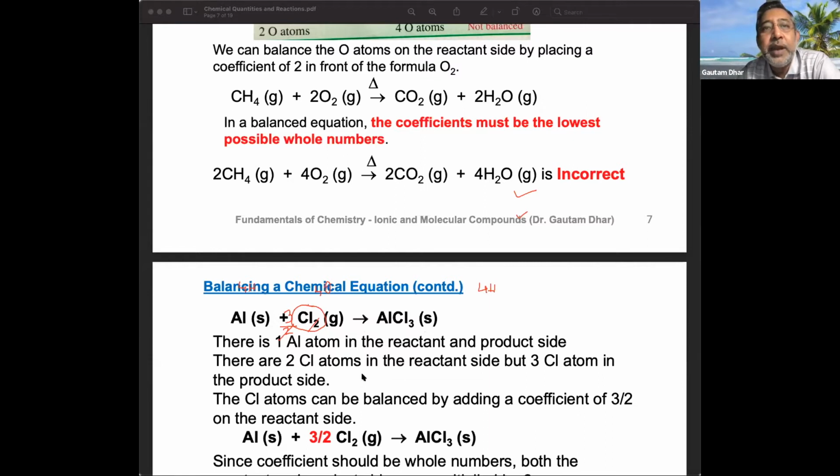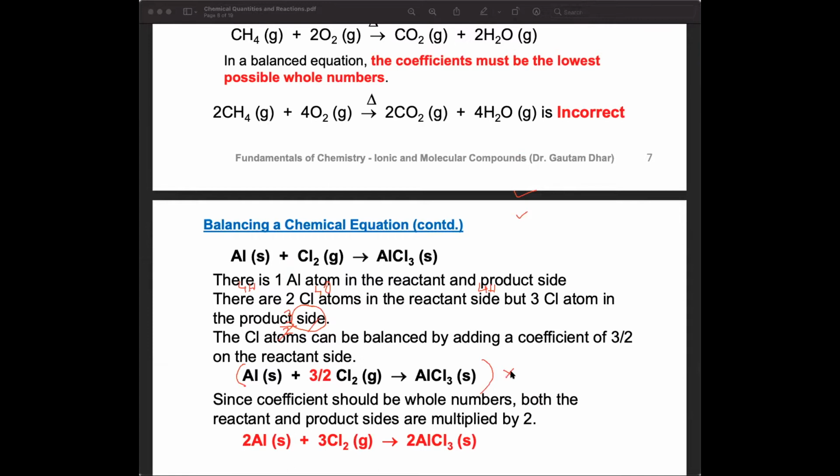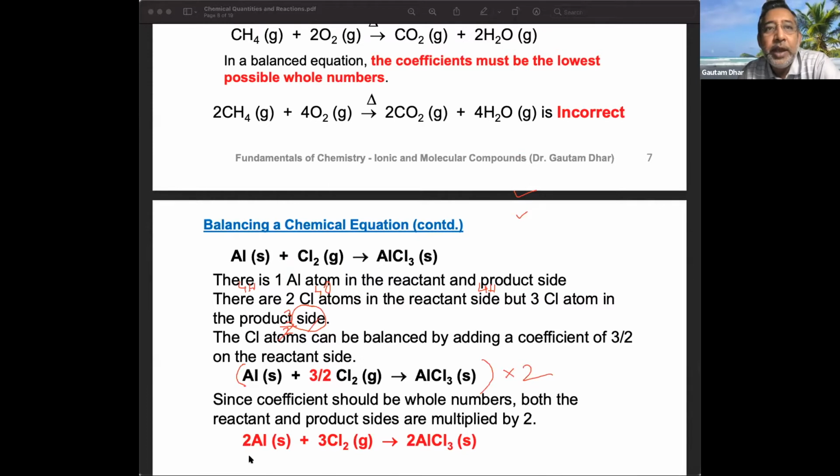Now this is balanced mathematically, but the only caveat is that molecules cannot be fractions. So what do I do? I have to get rid of the fraction. In order to do that, you multiply this whole equation by 2. So if you multiply by 2, then you get 2Al, and 3 by 2 chlorine now becomes 3 chlorine, and you have 2AlCl3. Now if you check the number of atoms on both sides, they're equal.